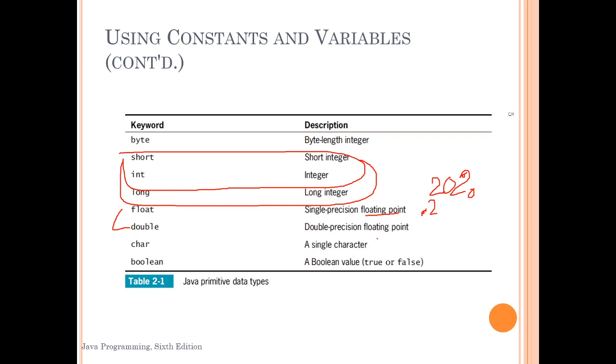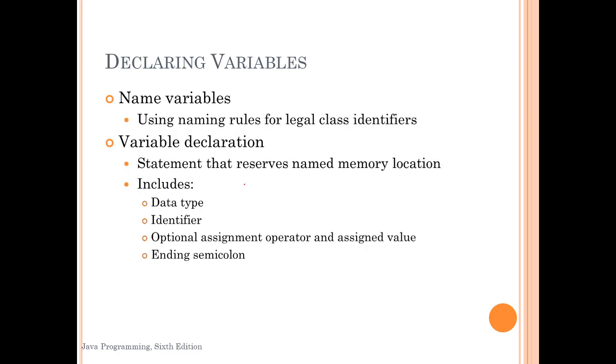And the character, these are the A, B, and so on. A character is enclosed in single quotation marks. And of course, the Boolean type can hold a value of true or false. When we declare a variable, we use naming rules for a legal class identifier. The statement that reserves a named memory location for a variable declaration includes the data type, the identifier, an optional assignment, and ends with a semicolon. So let's say, for instance, this is its syntax.